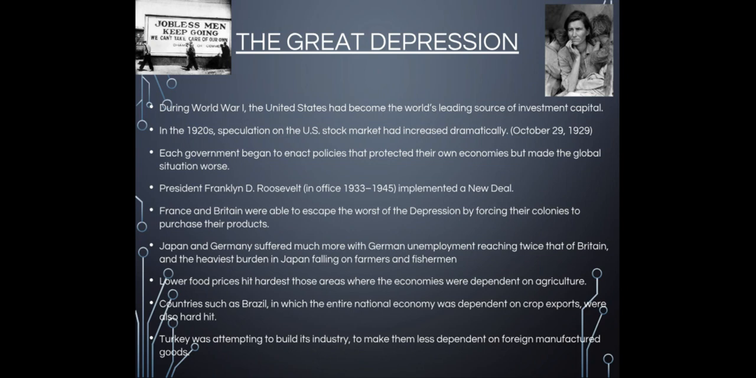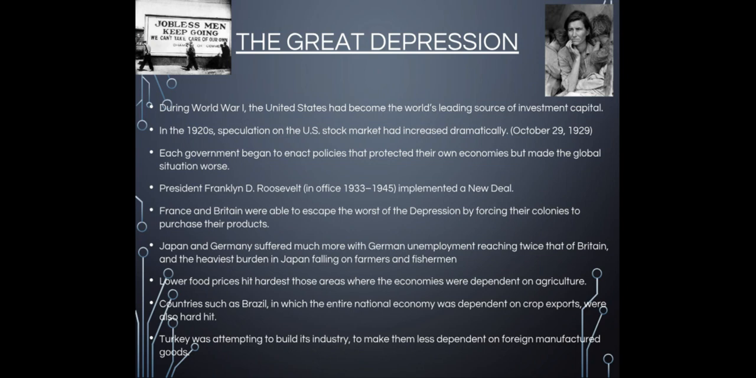In Britain and France, socialist parties took the lead in the policies in the 1930s. France and Britain were able to escape the worst of the Depression because they forced the countries they had imperialized. They forced colonies they had to purchase their products directly from France and Britain.